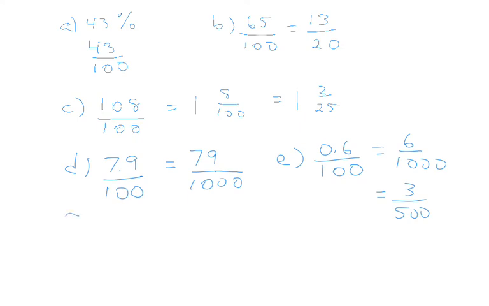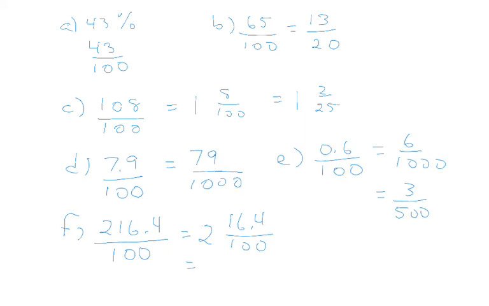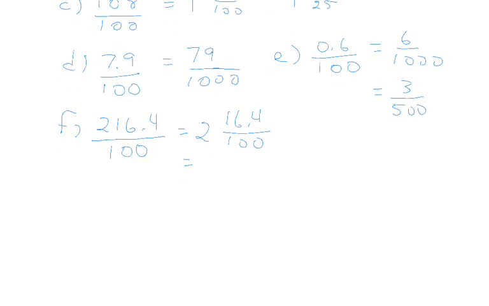And our last question has every type of difficulty in it. It's 216.4%, so 216.4 over 100. So I can already write that as 216.4 over 100. But remember, we don't like the decimal there. And I see I have to scroll for just a little bit more space here. So that gives me 2 and 164 over 1,000.